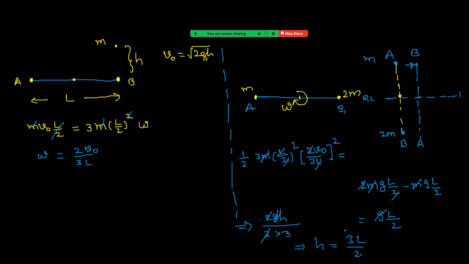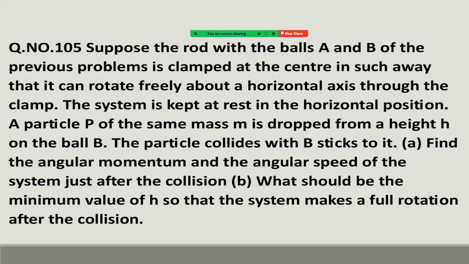So the basic thing here is whether A reaches topmost point or B reaches topmost point. When B reaches topmost point, omega becomes 0. That is the minimum requirement. Let us see the next one.